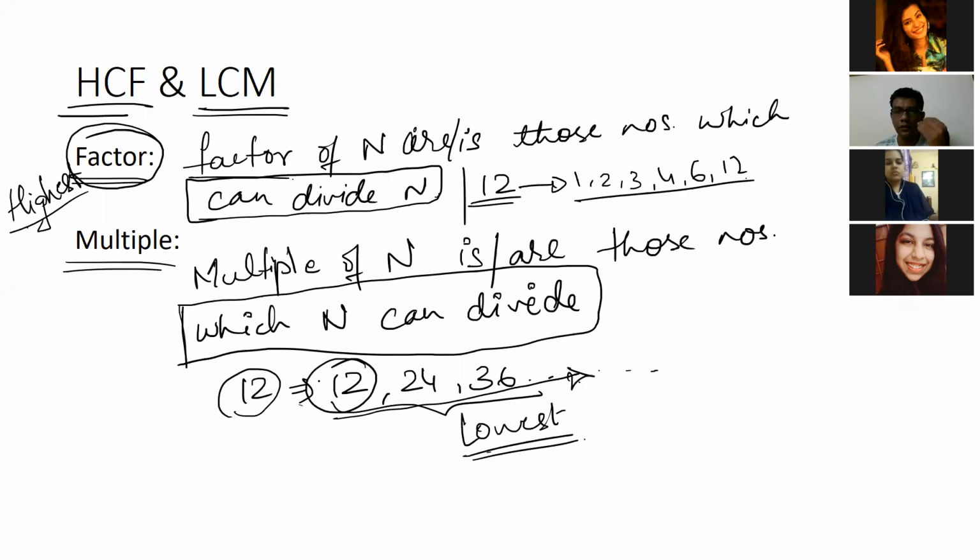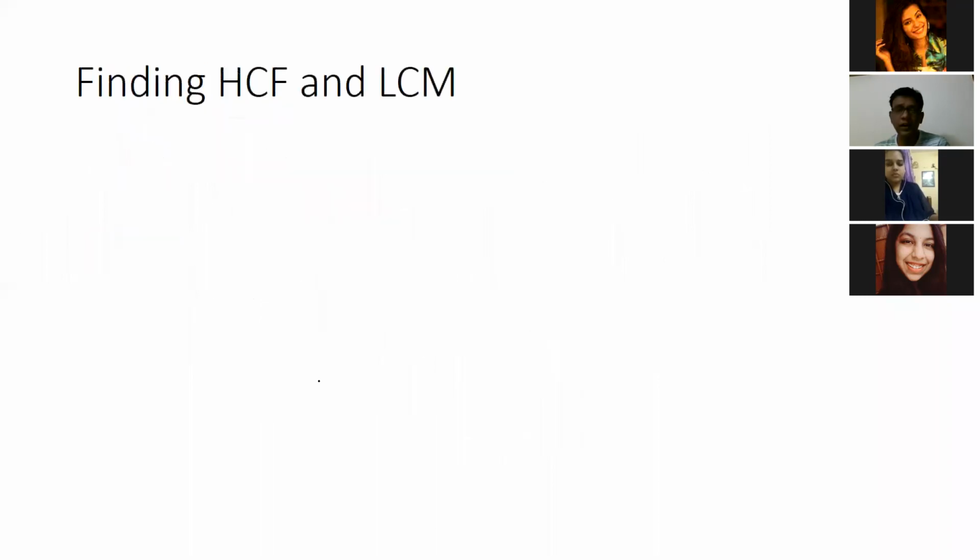So it's always the lowest common multiple and always the highest common factor. Got it, guys? Shall we proceed? Right. Now, let's understand how we find LCM and HCF.